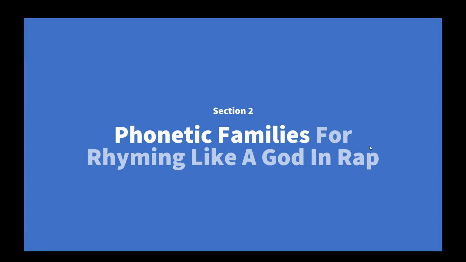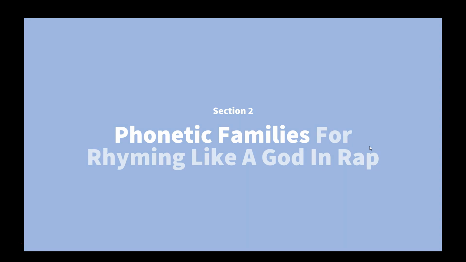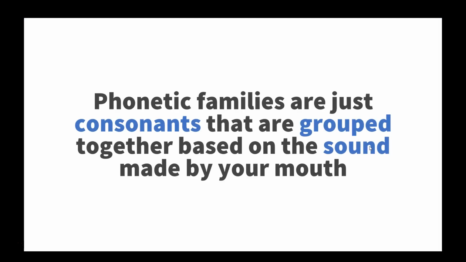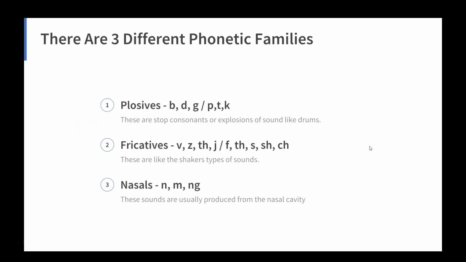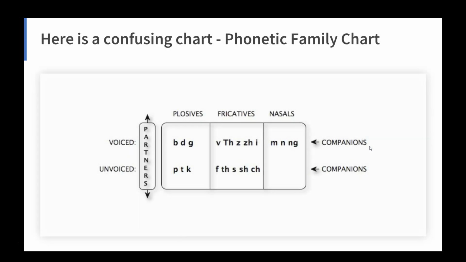Phonetic families are super important to understand. There are 3 phonetic families that you just need to understand, and that's it. After a while, this is going to become second nature, and you're not going to need to even think about this anymore. Phonetic families are just the consonants that are grouped together based on the sound made by your mouth, and some of them are closer together than others, okay? It's a little bit tricky to understand, so I want to show you the chart first so you can look at it. This is the chart of phonetic families, okay?